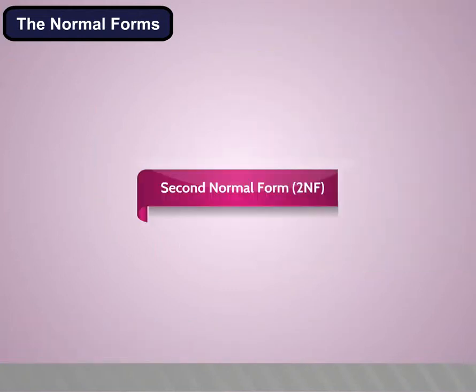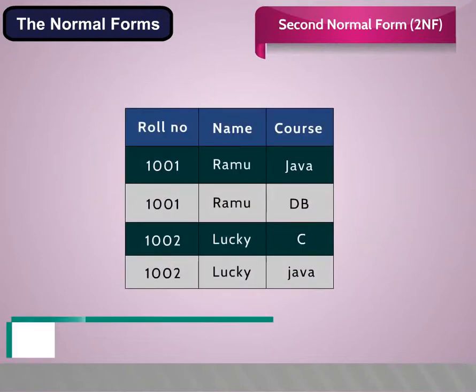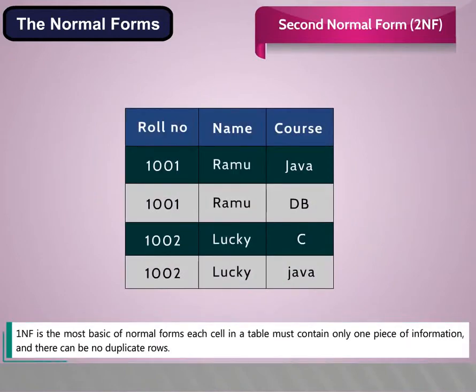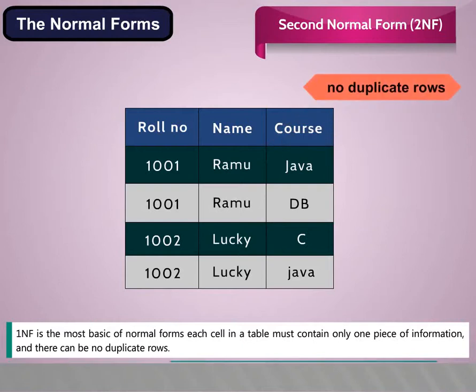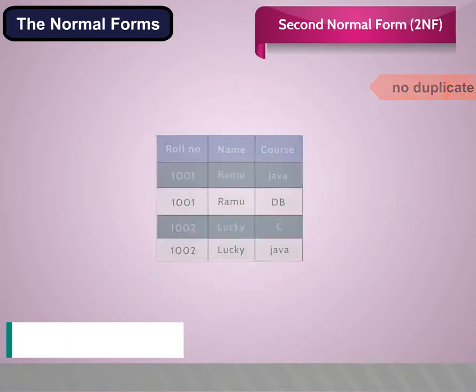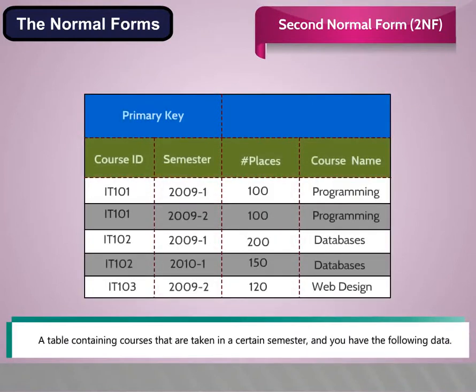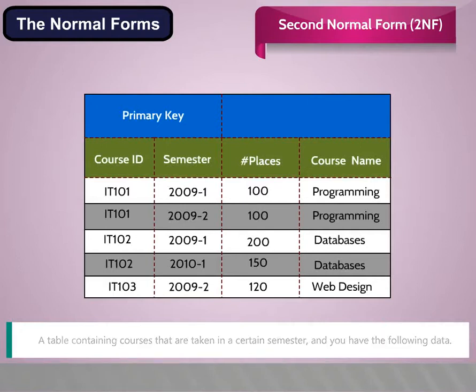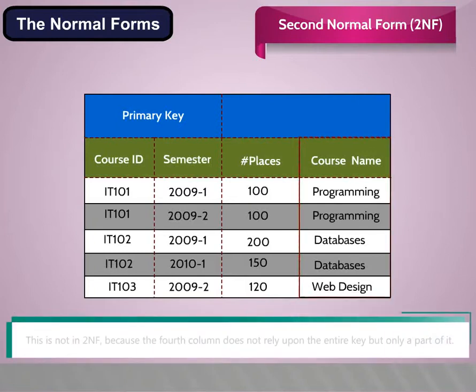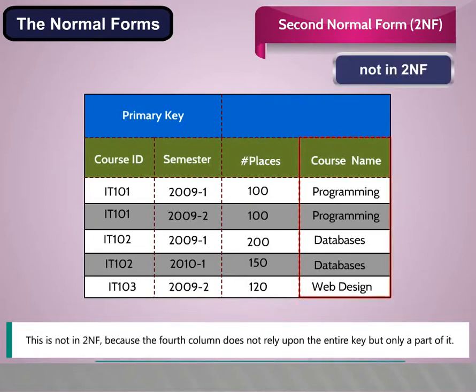Second normal form, that is 2NF. 1NF is the most basic of normal forms. Each cell in a table must contain only one piece of information and there can be no duplicate rows. A table containing courses that are taken in a certain semester, and you have the following data. This is not in 2NF because the fourth column does not rely upon the entire key but only a part of it.